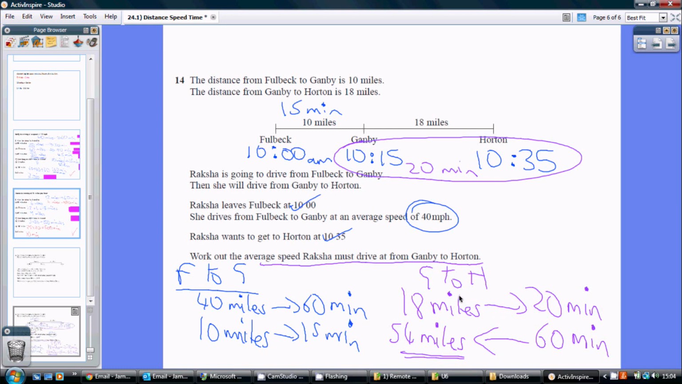Now for a speed, we need to know how far they would go in an hour. So we need to flex this up from 20 minutes to an hour, which is 60 minutes. So multiplying by 3, 20 minutes becomes 60 minutes. And similarly, multiplying by 3, 18 miles becomes 54 miles. So we go 54 miles in 60 minutes. So the average speed that Raksha must drive from Ganby to Horton is 54 miles per hour.